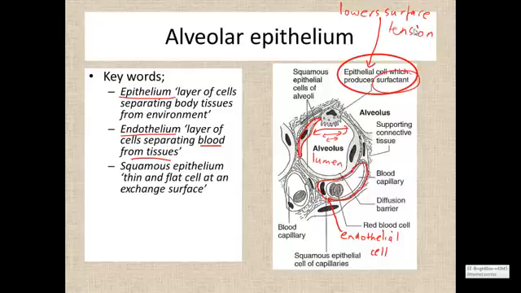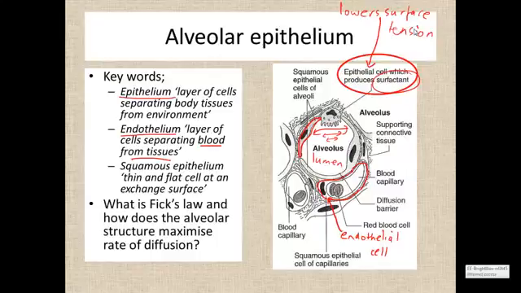Now that lowering of surface tension allows us to inflate our lungs properly, and if you are a premature baby, then you struggle with this because if you were born too early, you were born before your surfactant producing cells start working properly, and therefore you don't produce enough surfactant, and therefore your lungs don't inflate properly, and that becomes very problematic.